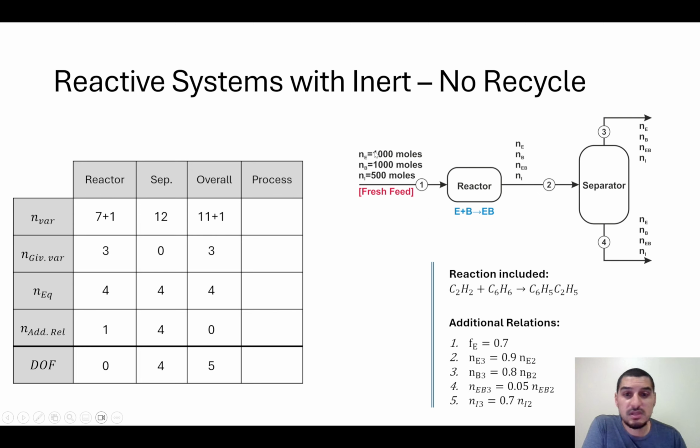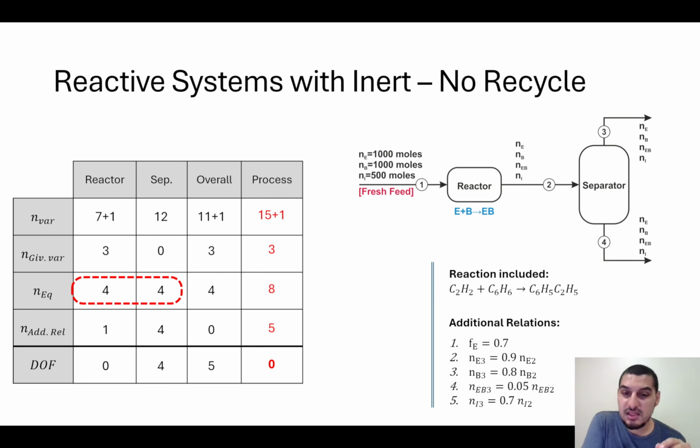For the process, the number of variables is 1, 2, 3, 4, 5, 6, 7, 8, 9, 10, 11, 12, 13, 14, 15, plus the extent of reaction, so it's 16. We have 3 given variables. The number of equations is 4 plus 4, so it's 8. The number of additional relations is 5. We have these 5 relations, and so the degrees of freedom is 0. So we don't need to assume anything.